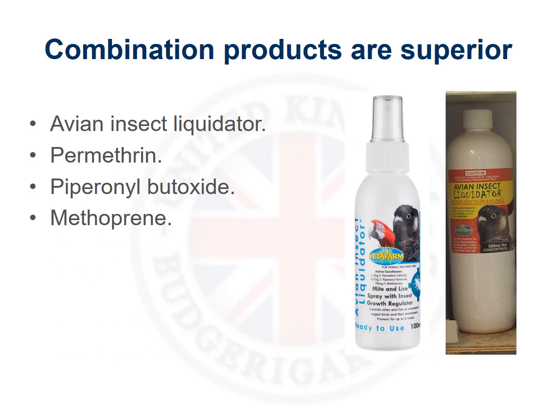And the sort of things that we're looking at here that would have that effect would be the Avian Insect Liquidator. This is a triple product. It's got a permethrin in there for kill, piperonyl butoxide to reduce the metabolism of that product, and the methoprene as an environmental growth regulator as well. So the triple combo products really are the best on the market for these.